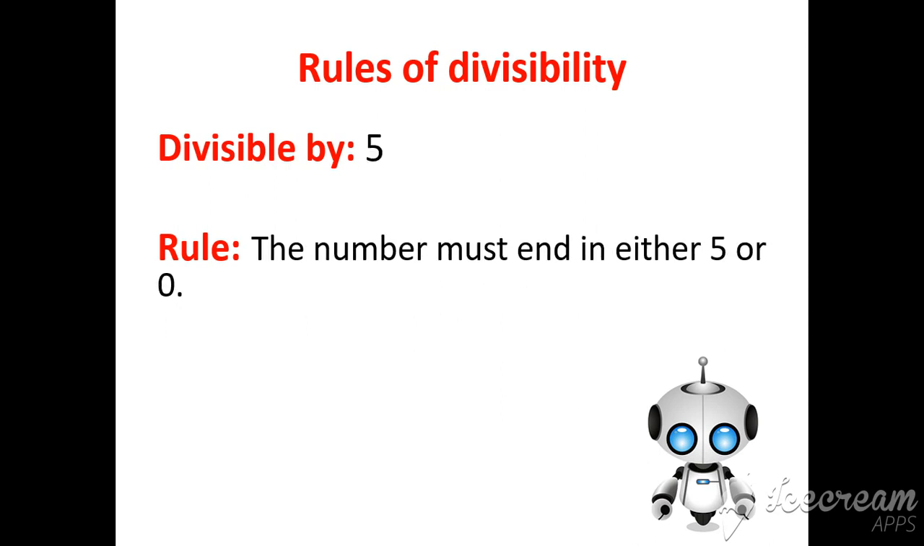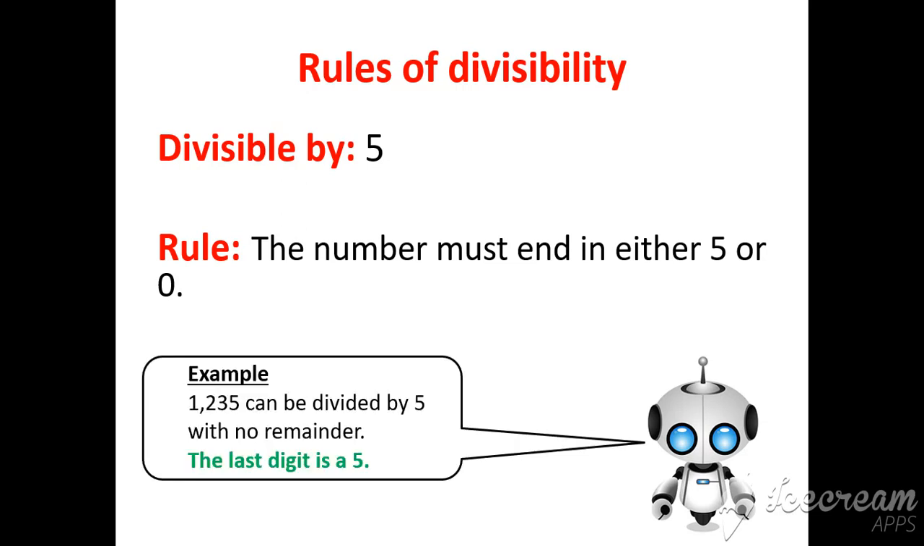Okay, how about divisible by 5? The number must end in either a 5 or 0. So that's nice and easy. 1,235 can be divided by 5 because the last digit is a 5.